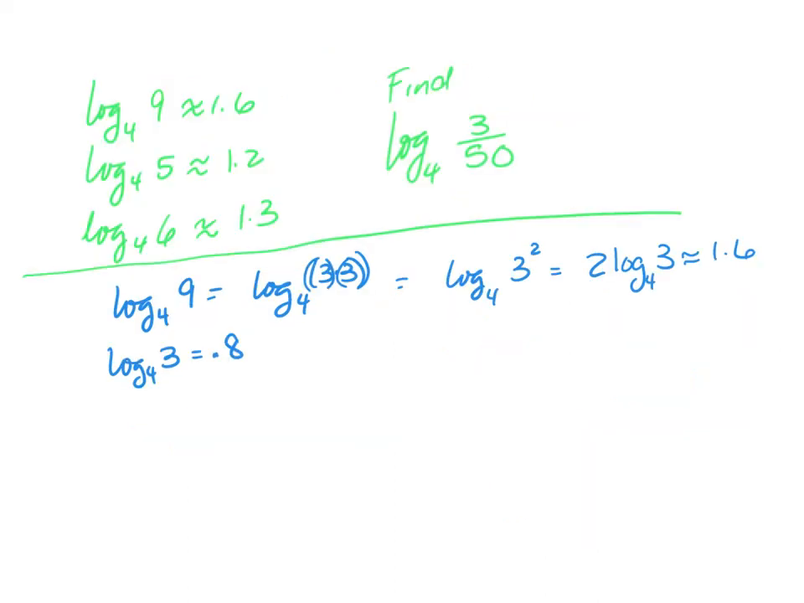So on this problem, I know that the log base 4 of 9 equals the log base 4 of 3 times 3, which is 3 squared. So I haven't changed the value, I just changed the look. And now I can put the 2 in the front, and I make it equal to the 1.6 they gave me up here, okay? Well, 2 times that equals 1.6, and that equals 0.8. You divide both sides by 2. Got it? So we know how we got log base 4 of 3 is 0.8.